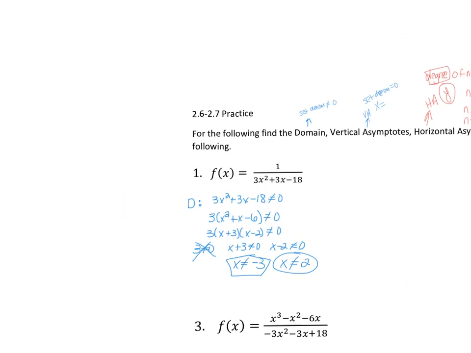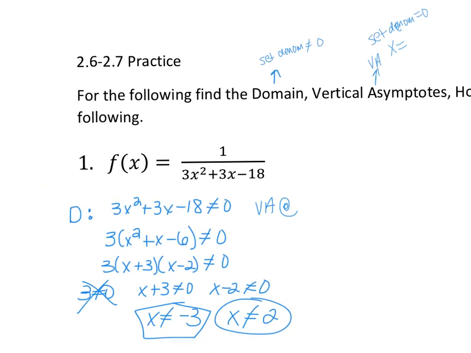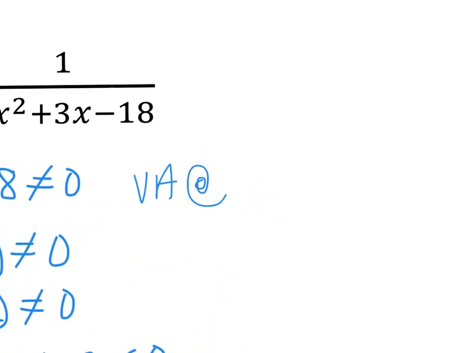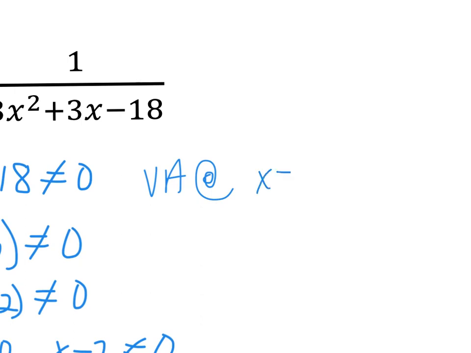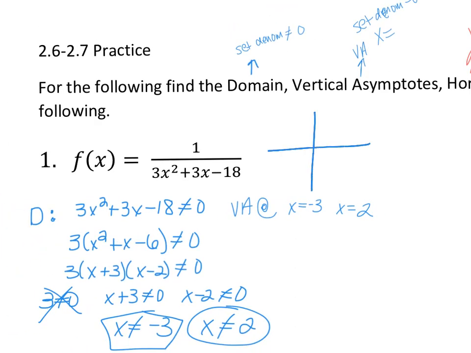When I figure out my domain, what did I also figure out? Your vertical asymptote, right? Your vertical asymptote goes along with set the denominator equal to 0. So I have two vertical asymptotes. Where? At x equals -3, and at x equals what? +2. So if I were to graph that, I would have a vertical dashed line over here at x equals -3, and I'd have one over here at 2. Does that make sense?